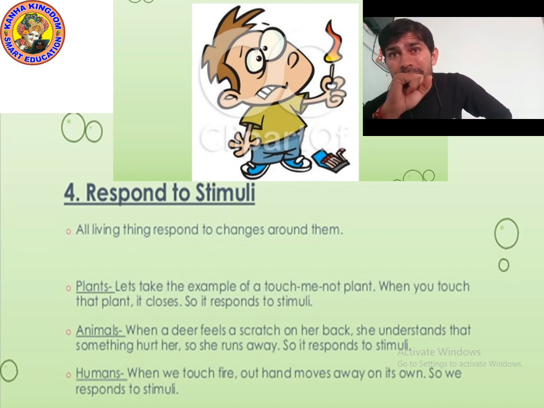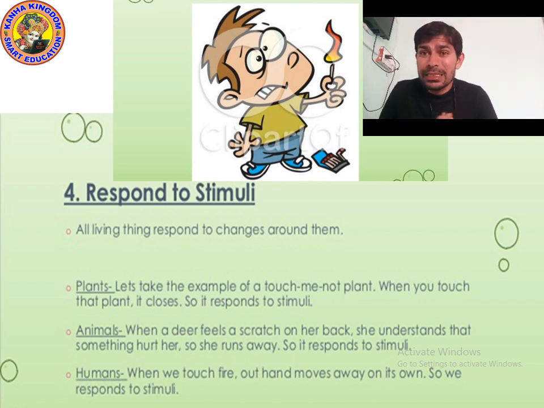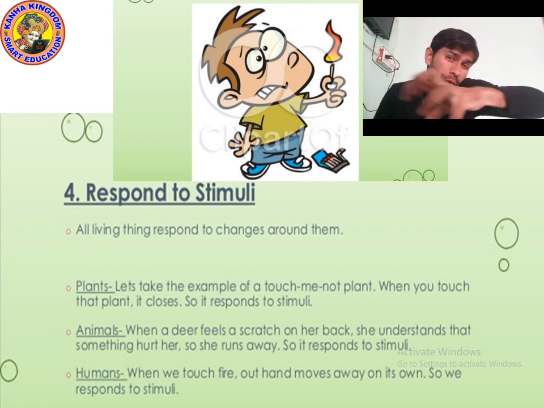Whenever animals see a lion or tiger, what does a deer do? She starts running, so she is responding. And we human beings, when we see a snake, what do we do? We kill it. Or when we touch fire, then what happens? We suddenly move our hands back.